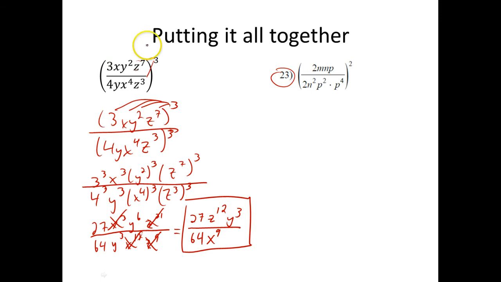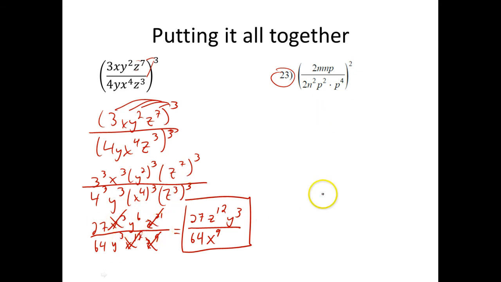So again, this looks scary when you look at it at the beginning, but if we just apply all of our rules, that's not so bad. We just have to do one at a time. Everything gets cubed on the top and bottom. And then we do our power to a power, multiply. And then we're able to just cancel out everything.